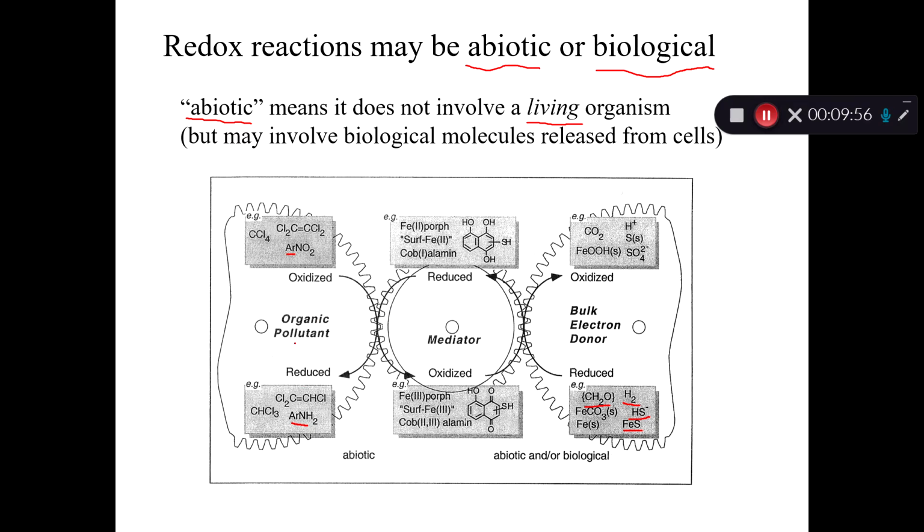So this is the kind of thing that happens pretty frequently in environmental systems. And again, these types of reactions would be considered abiotic because they don't involve a living thing. There might be living things, living organisms doing the bulk electron donating, but this step is considered abiotic. Okay? So again, the dividing line between what's abiotic and what's biotic can be a little tricky sometimes, but this particular type of reaction would be considered abiotic.